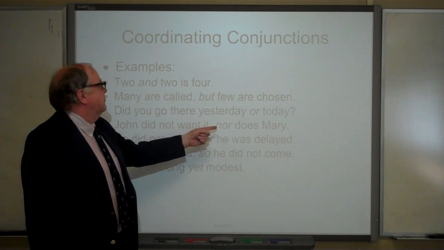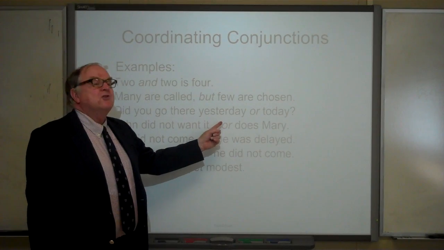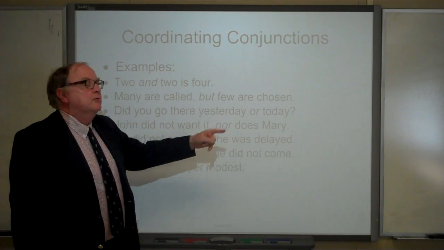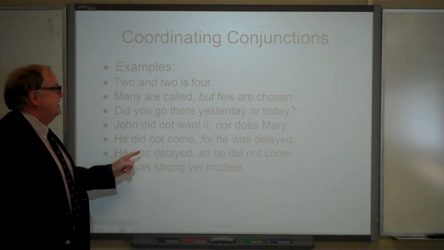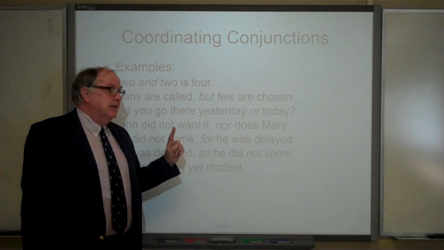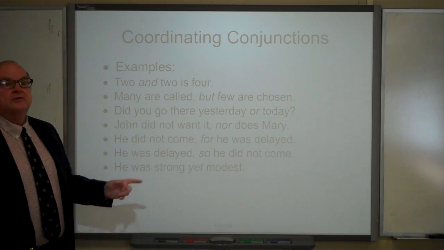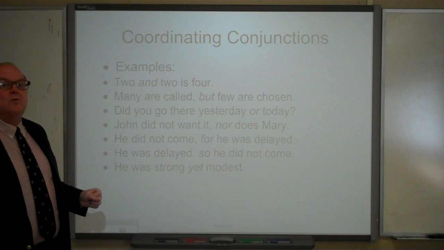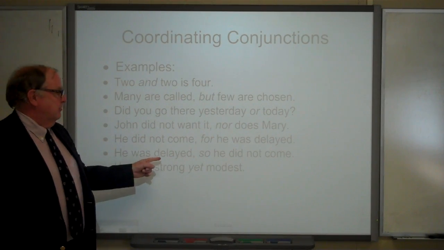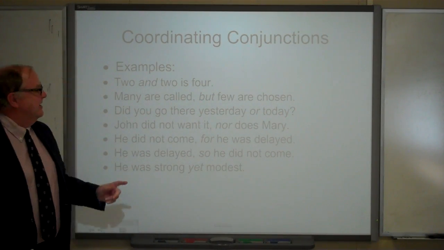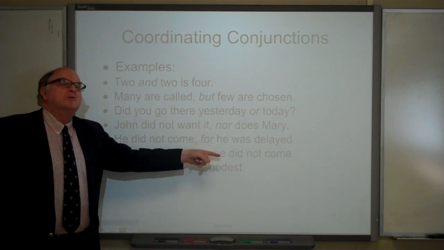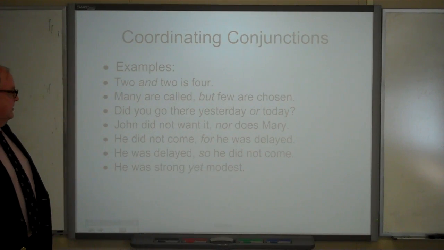John did not want it, nor does Mary. Okay, in this case, "nor" is joining the two clauses. He did not come, for he was delayed. Here, "for" is joining the two clauses, it's the coordinating conjunction. He was delayed, so he did not come. In this case, "so" is joining the two clauses, and it's the coordinating conjunction.